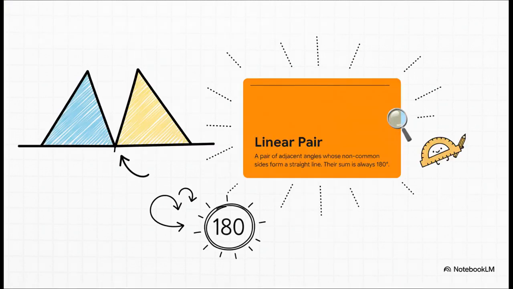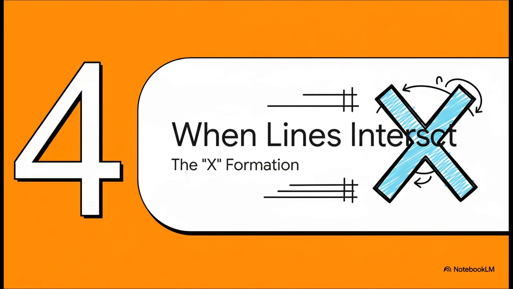Now check this out. A linear pair is a really special kind of adjacent angle pair. It's what happens when those two non-common sides stretch out to form a perfect straight line. And what do we know about straight lines? They're 180 degrees. So a linear pair will always add up to 180. No exceptions.